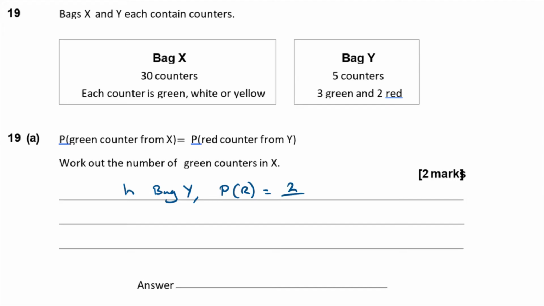And there are a total of 5 counters. So that's going to be 2/5. Okay? So that means that the probability of getting a green counter from X is the same as that probability. So it's going to be 2/5 as well.